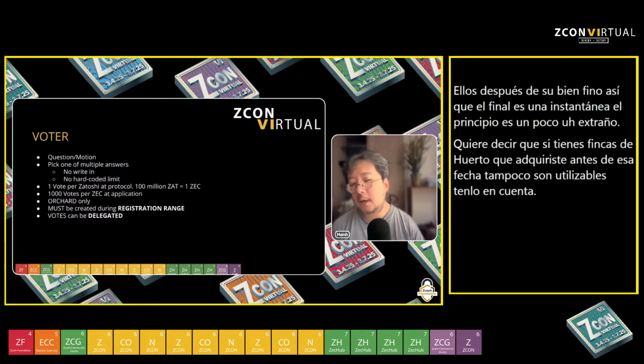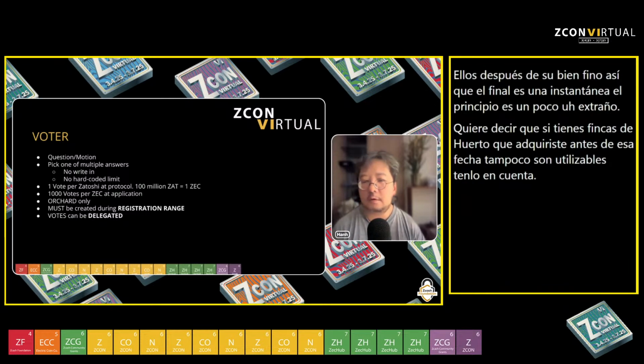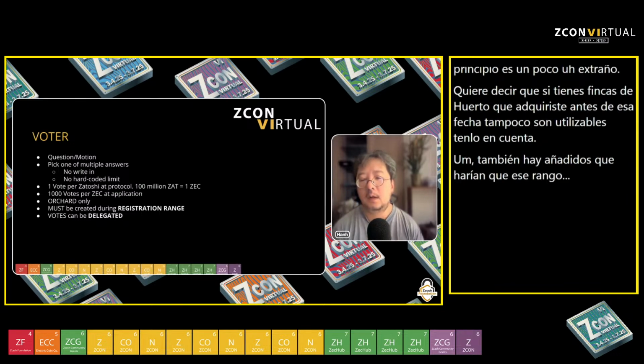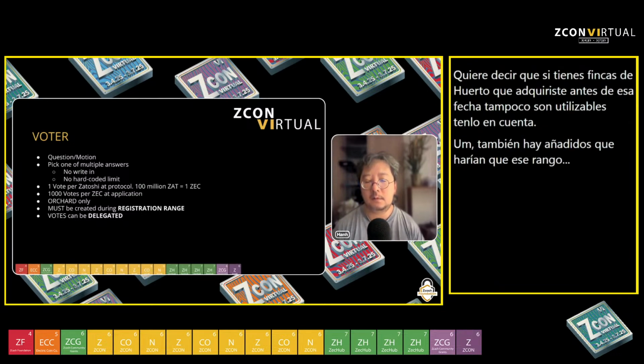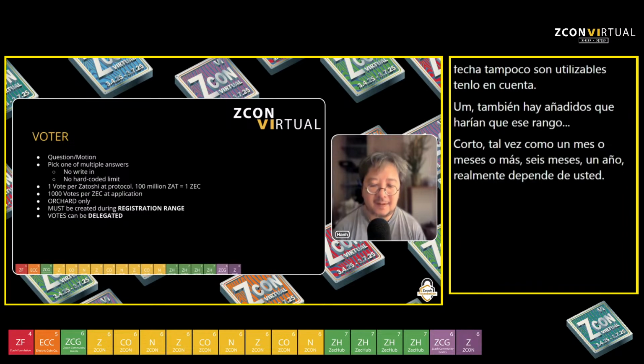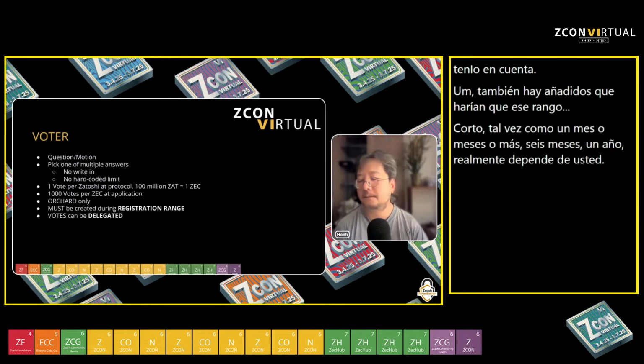There are some elections that would make that range short, maybe like 1 month, 2 months, or longer, 6 months, 1 year. It's really up to the organizer, the creator of the election. But you have to be mindful of what the range is.